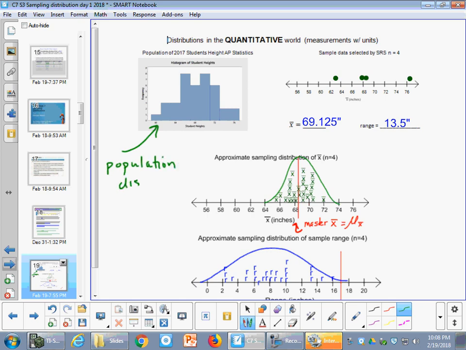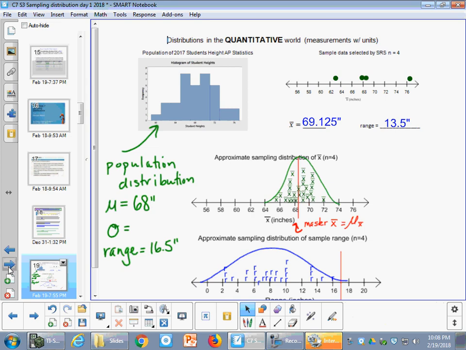And you don't have to find this just to remember what we did. This is the population distribution. It has a mu, and I believe that mu was about 68 inches, might have been 68.5. And it has a sigma, which I don't remember what it was, but it also has a range, and I remember that that was 16.5 inches.